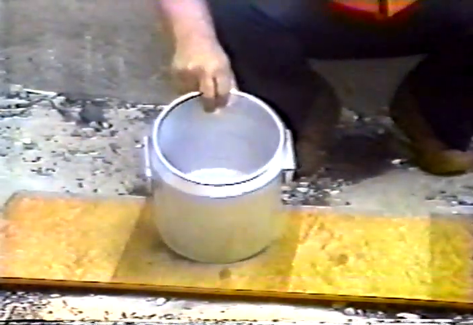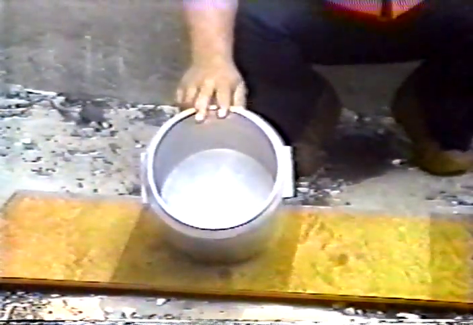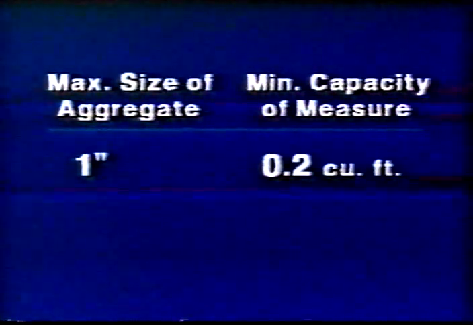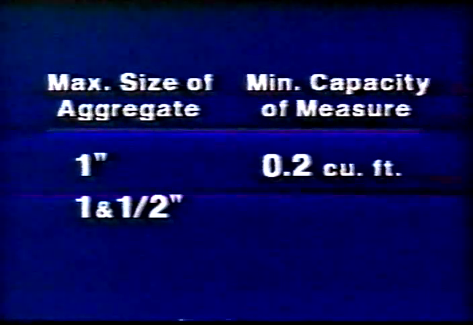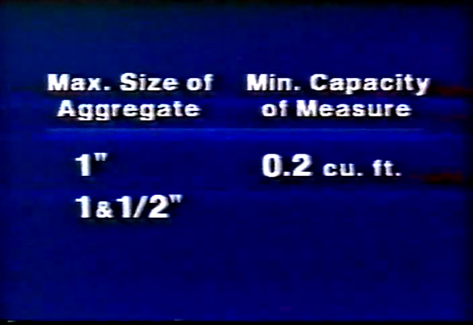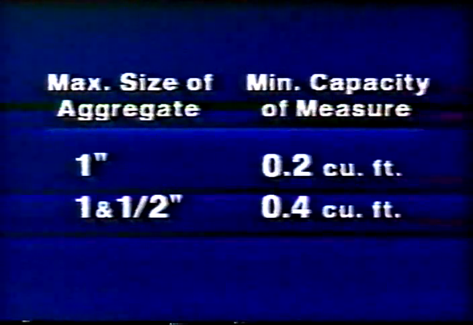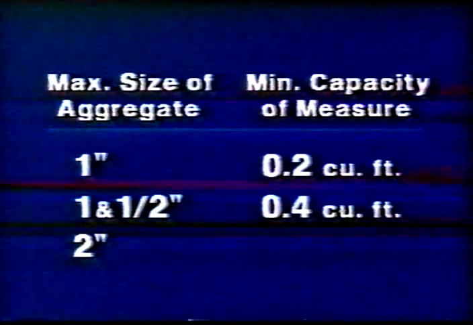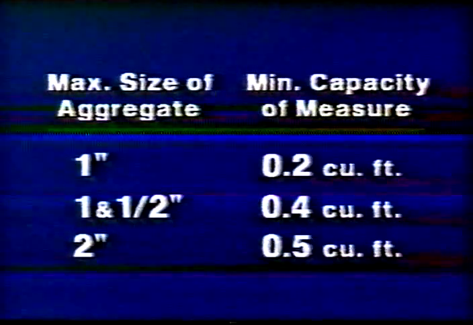The measure must be a watertight cylindrical container whose capacity depends on the size of aggregate used in the concrete. For 1-inch maximum size aggregate, a measure with a minimum capacity of 0.2 cubic foot should be used. If the aggregate has a maximum size of 1.5 inches, the measure's minimum capacity should be 0.4 cubic foot. And for 2-inch maximum size aggregate, the minimum capacity should be 0.5 cubic foot.